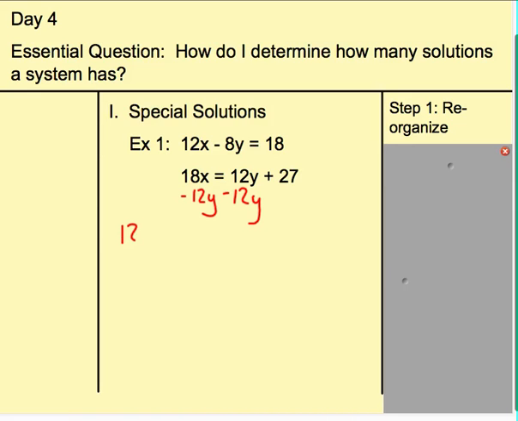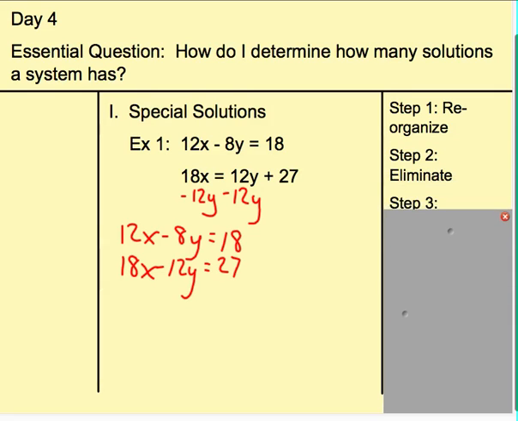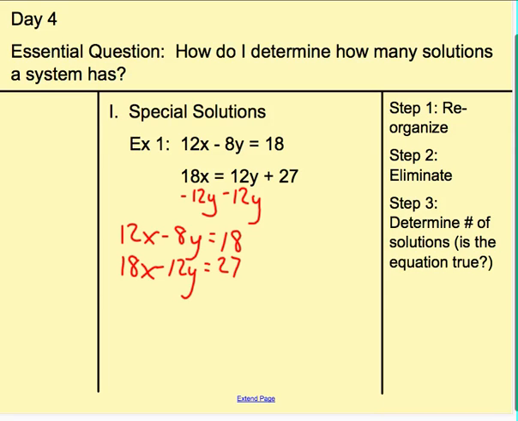Rewriting my first equation, 12x minus 8y equals 18. And my second equation becomes 18x minus 12y equals 27. So to solve by elimination, I want to choose the variable that has the smaller coefficients. So looking at my y's, 8 and 12 are smaller than 12 and 18, so I'm going to go ahead and cancel my y's. Now 8 and 12 both go into 24.